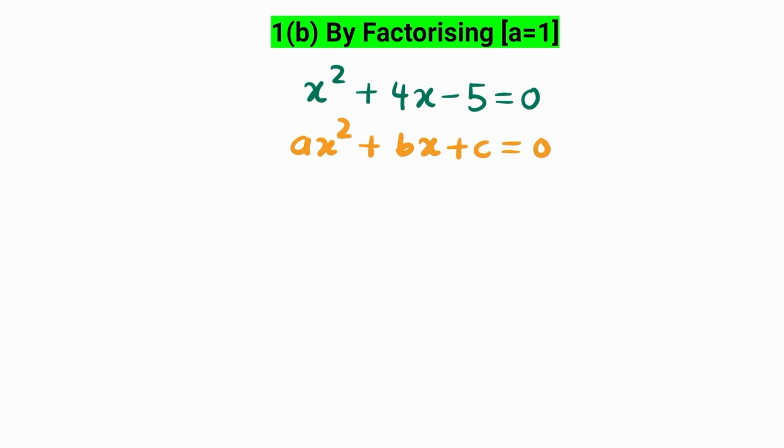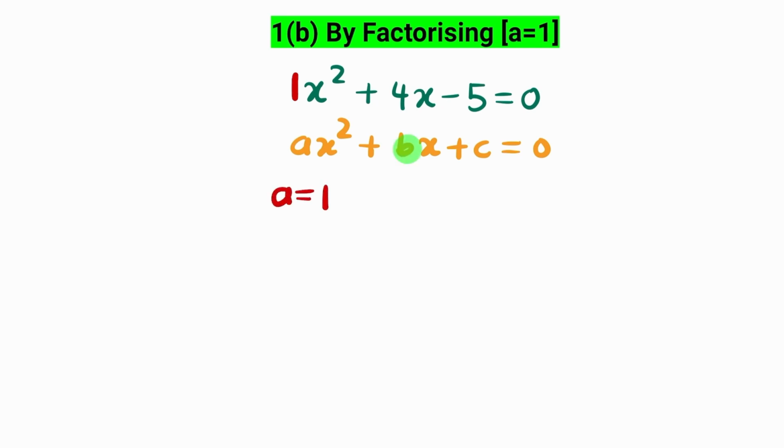Now let's move on to solving quadratic equations by factorizing when the coefficient a is equal to 1 by taking an example x squared plus 4x minus 5 equal to 0. The quadratic equation is in the form of ax squared plus bx plus c equal to 0. So in this example, what are the a, b and c values? What is the a value first? A value is the coefficient of x squared. So in the above equation, there is nothing in front of x squared, which means that the coefficient is just 1. So a is equal to 1.